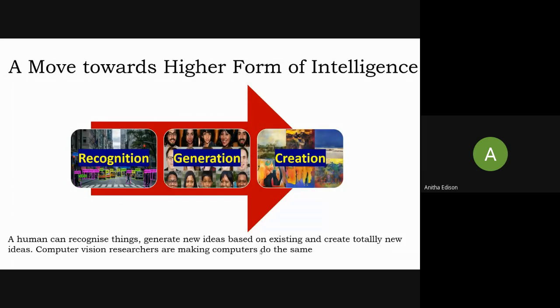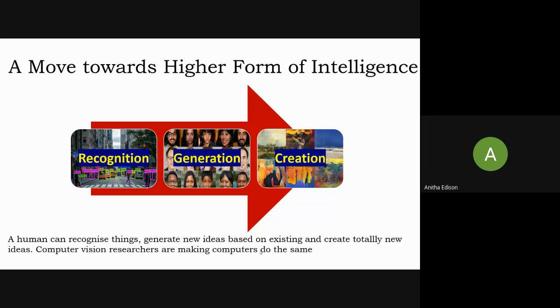What makes a human distinct from other living beings is that a human can recognize things, a human can generate new ideas from what they already know, and also a human can create a totally new thing. This is what the computer vision researchers also want the computers to do. They want the computers to move from a lower form of intelligence to a higher form of intelligence. That is what is happening in the computer vision world now.